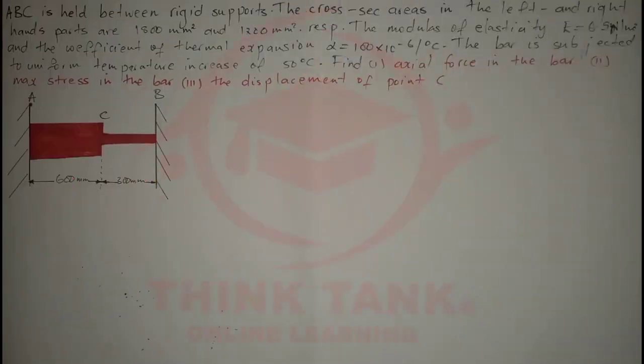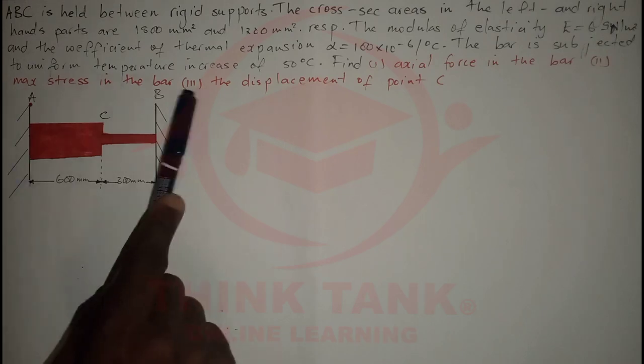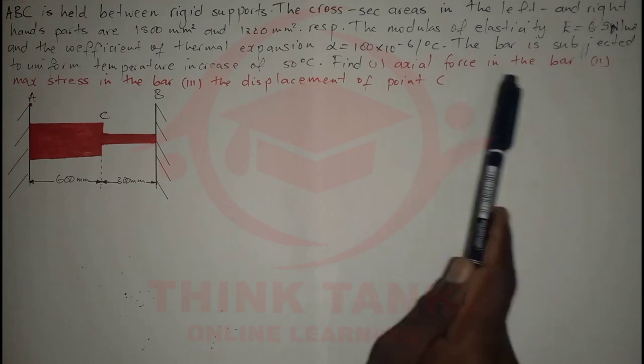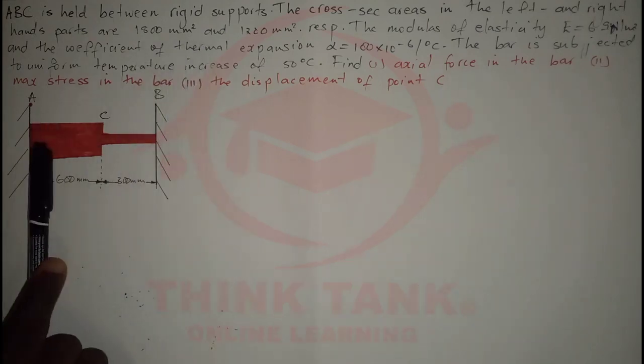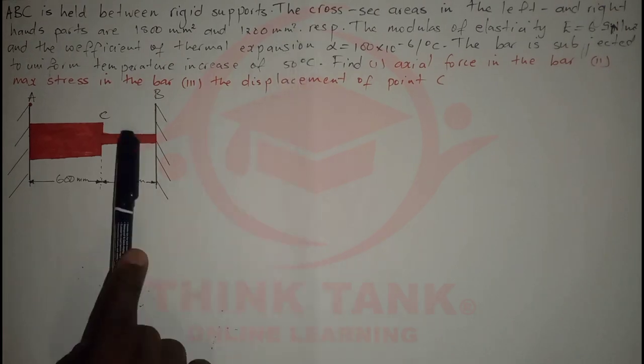In this video, we're going to look at axially loaded members. We're given a problem. AC is held between rigid supports A and B. The cross-sectional areas in the left and right parts are 1800 millimeters squared, this is the left part, and 1200 millimeters squared, this is the right part.